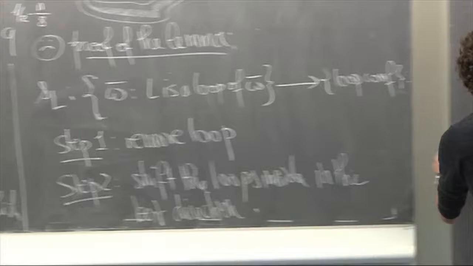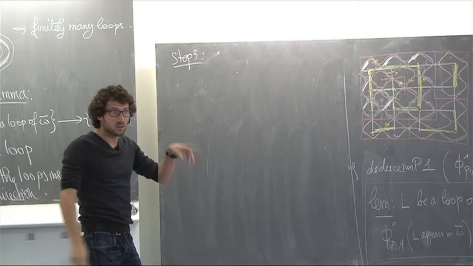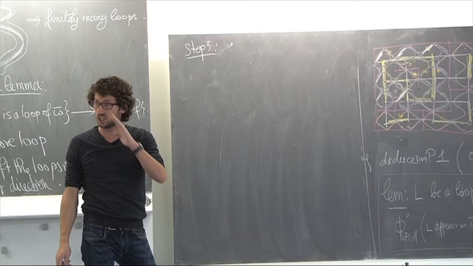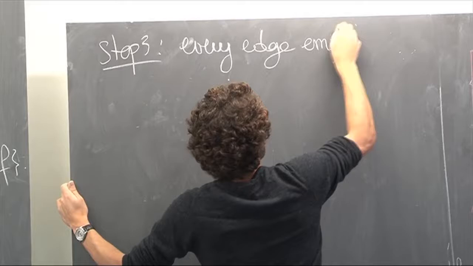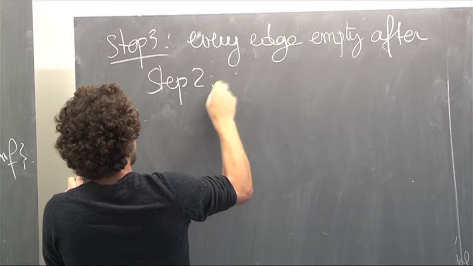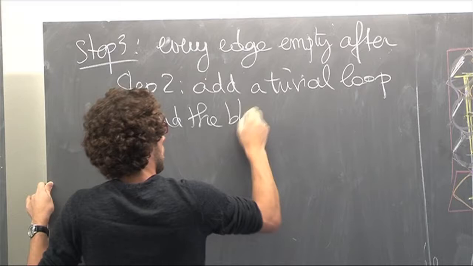And step three, you need to overwrite. So now what you are going to say is that every edge which is not in the loop configuration anymore, which is empty after step two, you add a trivial loop around the black face bordering the edge. It's a small loop around the black face that it surrounds.